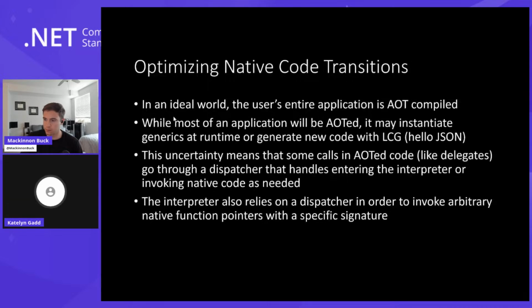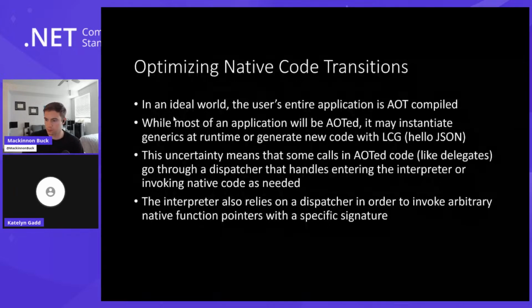This uncertainty means that in your AOT compiled application, some method calls have to go through a dispatcher. Delegates, for example, don't know whether their target is in the interpreter or in native code. We may have an application where 99% of it was AOT compiled and 1% of it needs to run in the interpreter. As a result, we have this dispatcher that looks at the target and goes, oh, I have AOT compiled code for this, I can call it. I don't have AOT compiled code for this, I need to enter the interpreter.